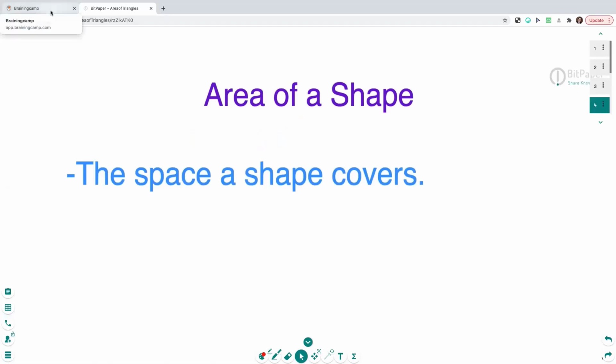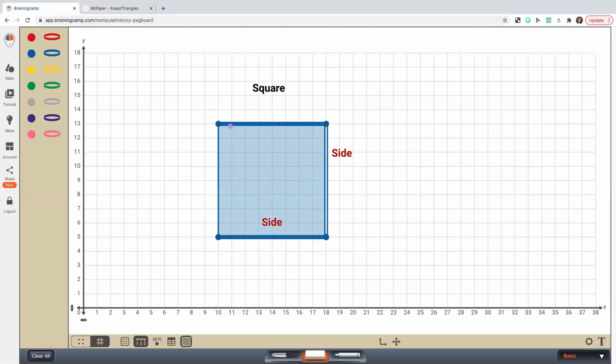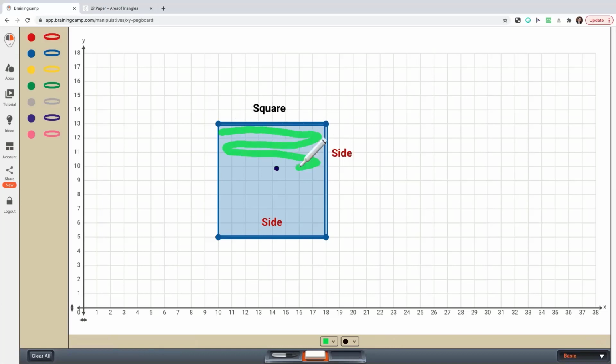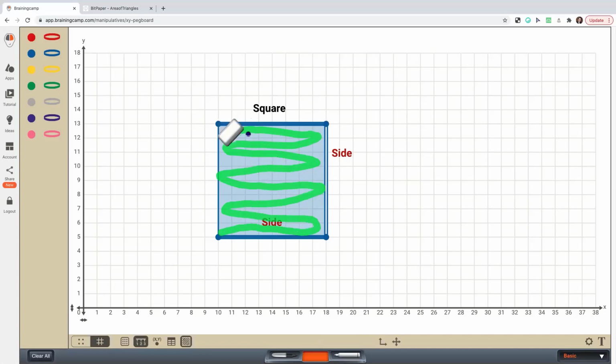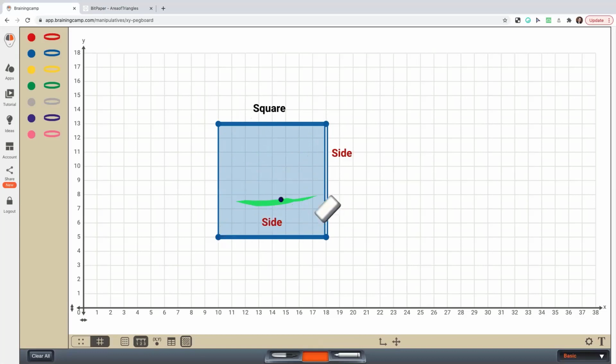Over here on the Braining Camp website, I have built a square. Since we know that area is simply the space that a shape covers, the area of this square would be all of this space inside of the square, the amount of space that takes up the inside portion of the square. So let me go ahead and erase my marks here.